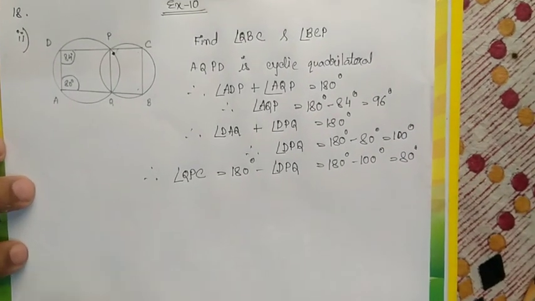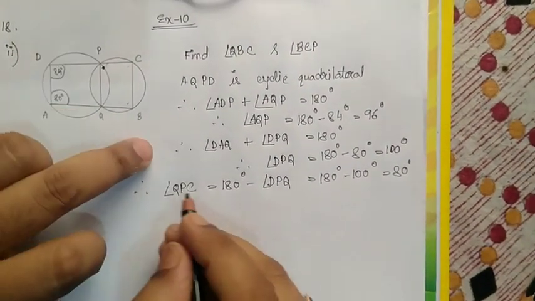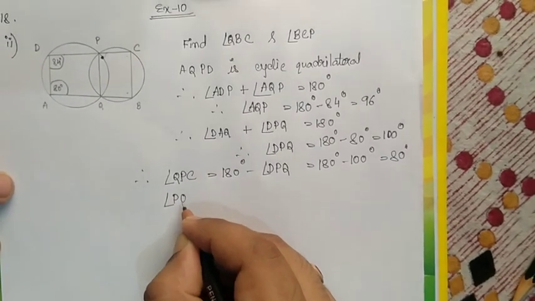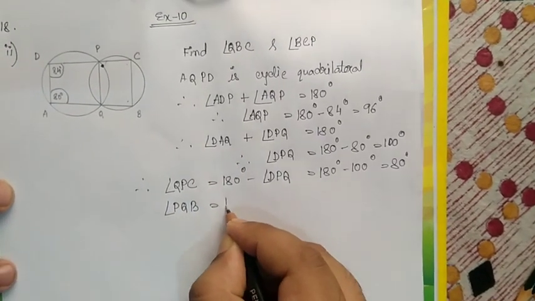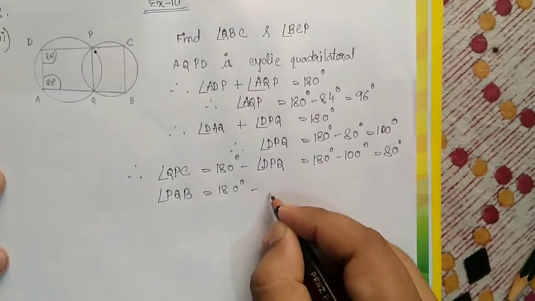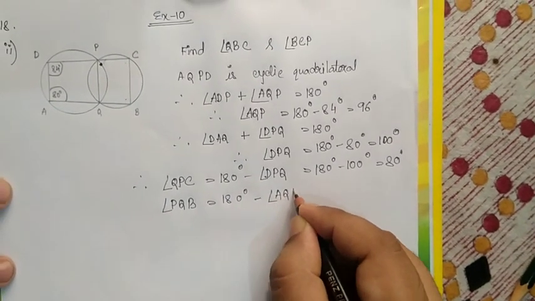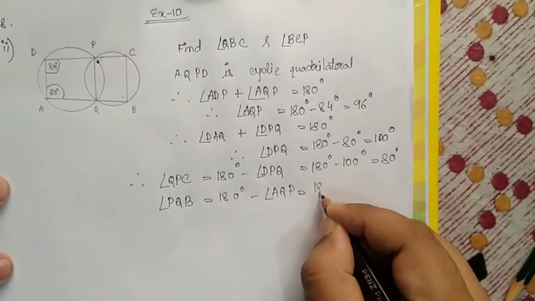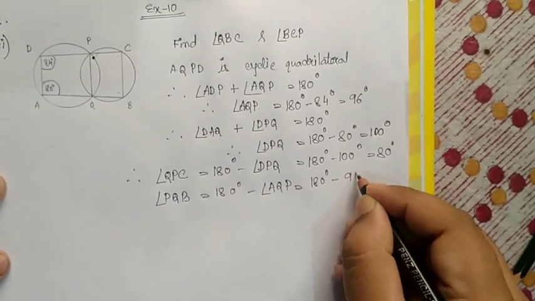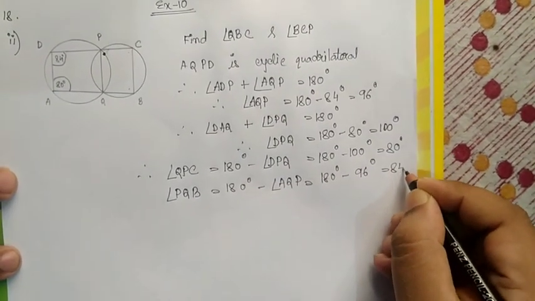So same as angle PQB equal to 180 degree minus angle AQP equal to 180 degree minus 96 degree equal to 84 degree.